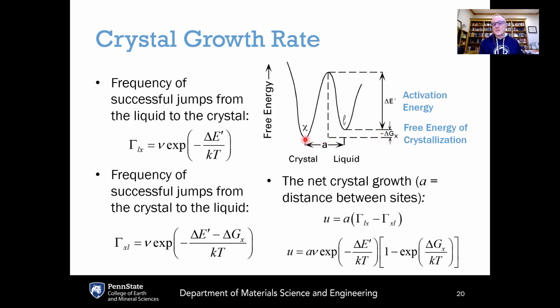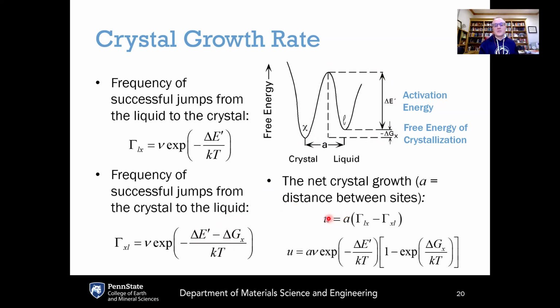So that barrier goes from this deeper minimum. So the effective activation barrier is larger. It's the summation of these two terms. So we've got delta E prime minus delta G sub X over kT. So the net crystal growth rate is then the difference between these two rates.